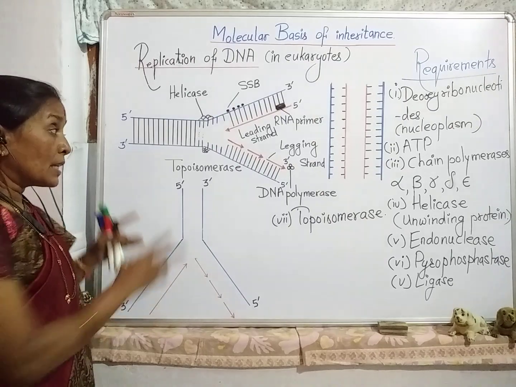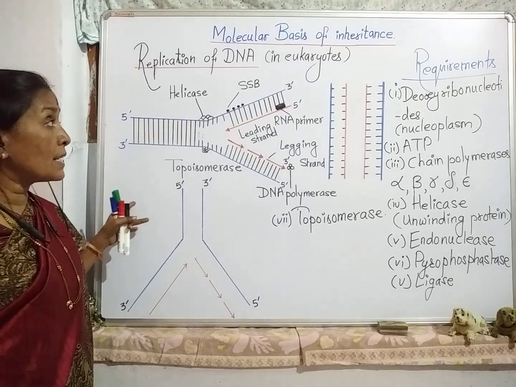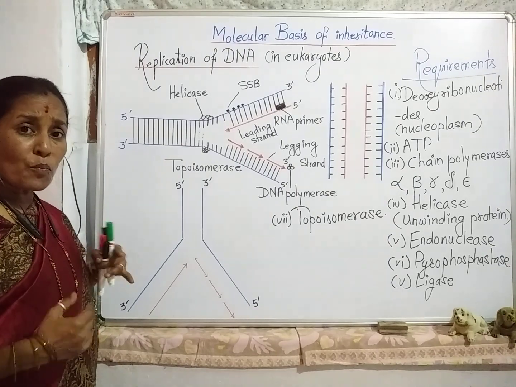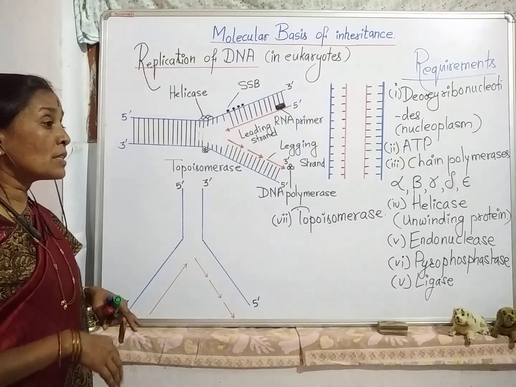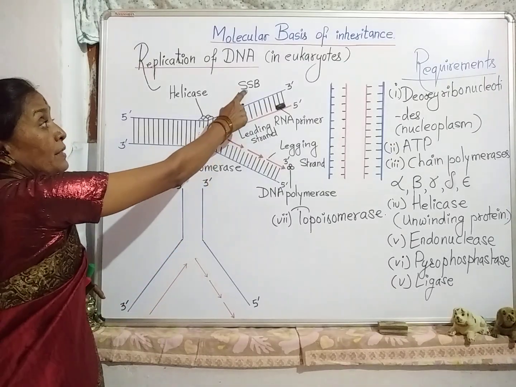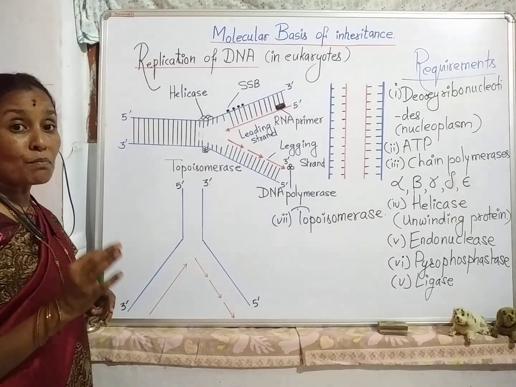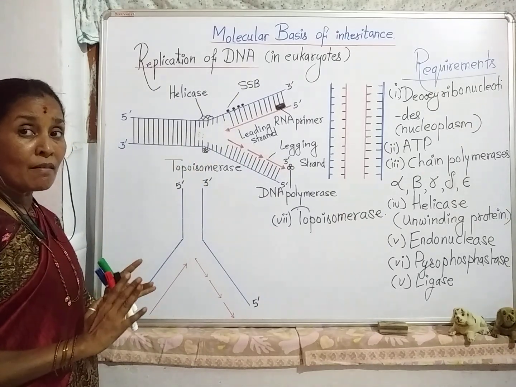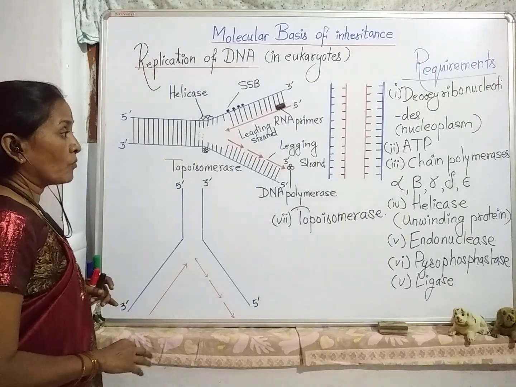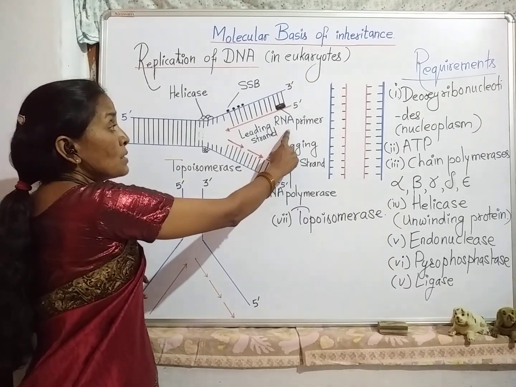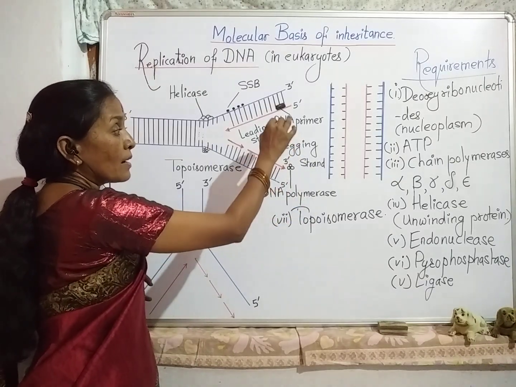Now each strand which gets relaxed due to the activity of this helicase enzyme has a possibility to rewind or recoil once again. So this recoiling is stopped by the enzyme single stranded binding protein, which makes each strand remain free and not undergo recoiling. Now to this RNA primer, the DNA polymerase gets attached.